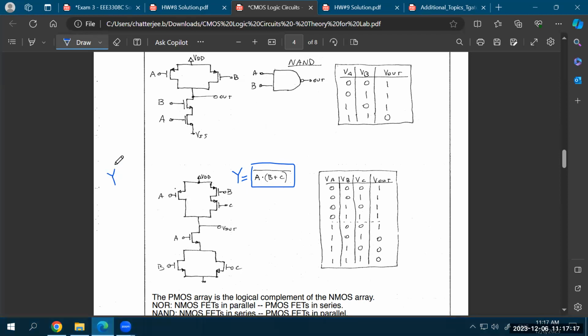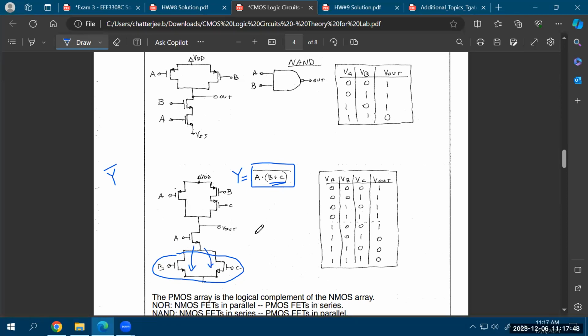You first find out what your y bar is, and your y bar becomes A ANDed with B or C. The representation of A ANDed with B or C is that, because it is B or C, this is what you have in this part of the function. You'll place the transistor connected to B and the transistor connected to C in parallel, because the current can take either this path or that path.